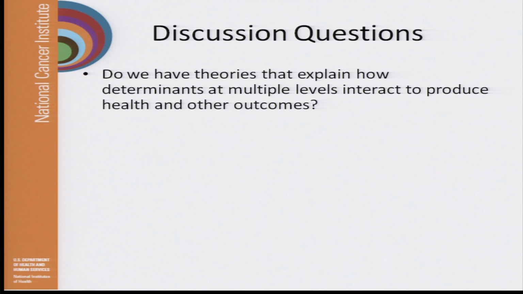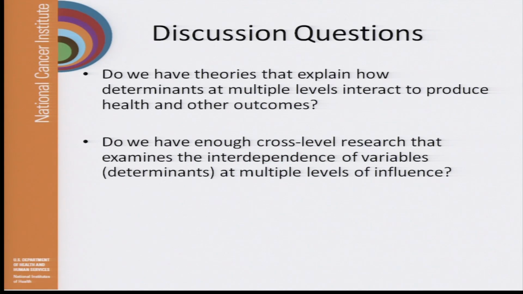The first is, do we have theories that explain how determinants at multiple levels of influence produce health or other outcomes? I might be over-exaggerating, but it seems to me that we have psychological theories that look at intrapersonal factors. We have organizational theories that look at organizational factors, and we have political theories that look at political factors. But they don't necessarily look at how factors at multiple levels of influence interact in order to produce health and other outcomes.